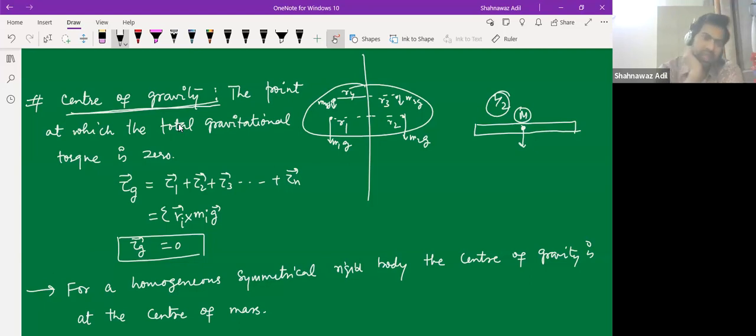So always remember that if you have a symmetrical and uniform rigid body, then the center of gravity will coincide with the center of mass. But these two are different.